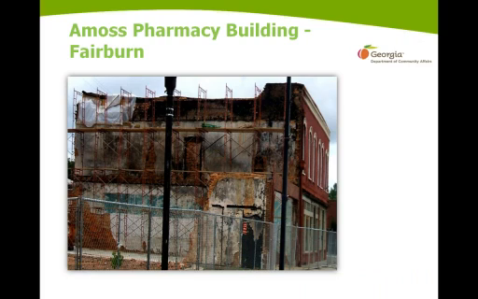The Amos Pharmacy building in Fairburn. The Downtown Development Authority of Fairburn and the Amos Pharmacy, which was the borrower, requested a $140,000 Downtown Development Revolving Loan Fund loan to partially fund renovation costs of a building which was severely burned by a fire in 2010. The building was constructed around 1890 and formerly housed the Amos Pharmacy.